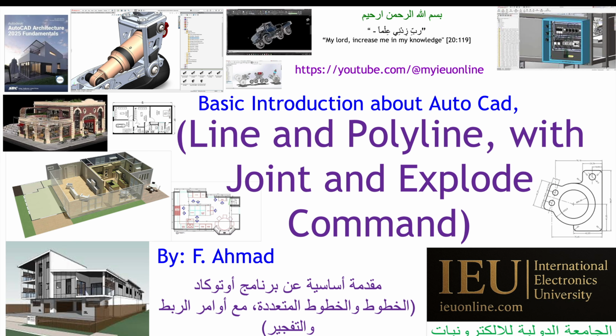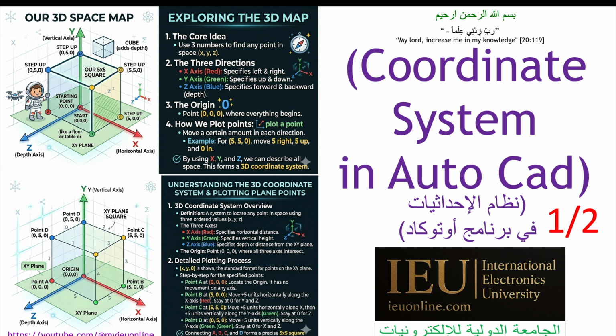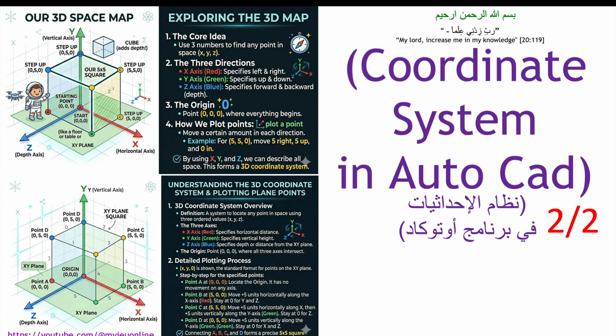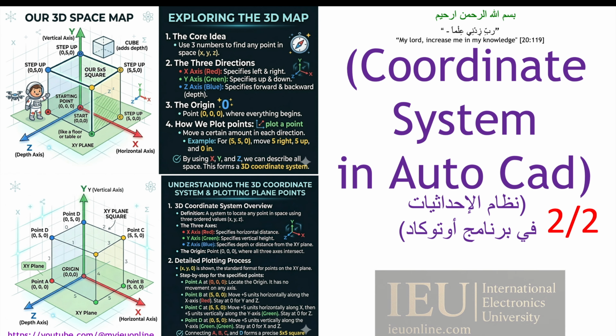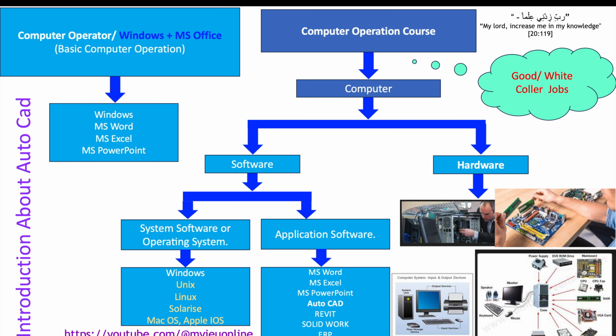Before the introduction, we would like to say that we will give you one or two more videos on line and polyline, and then after that we will start the coordinate system, part 1 of 2 and 2 of 2. This is very important for civil engineering, survey, and GIS, which stands for geographical information system.